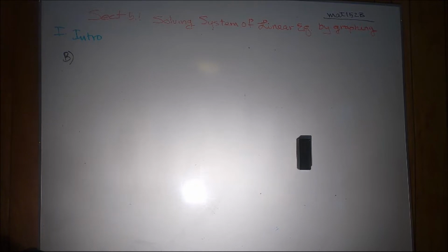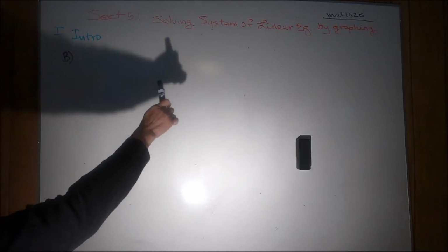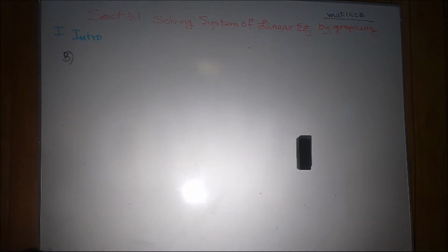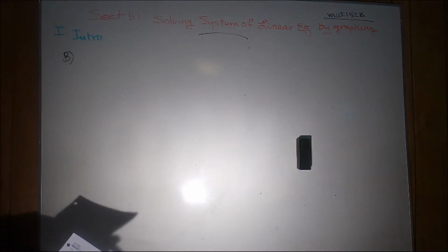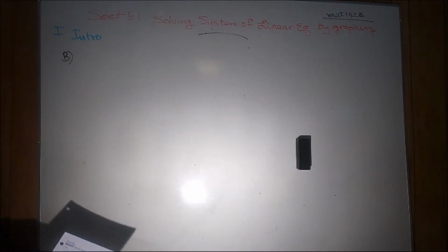We are going to solve system of linear equations by graphing. In 152A class, you only graph a line, right? Now we are going to do something called system of it. That means more than one line, okay?